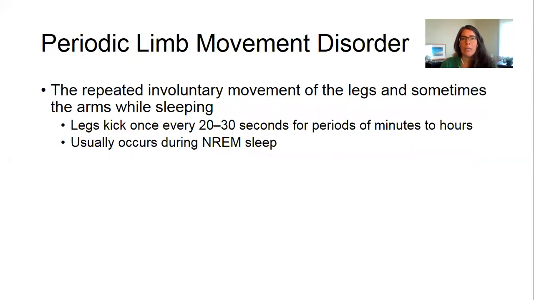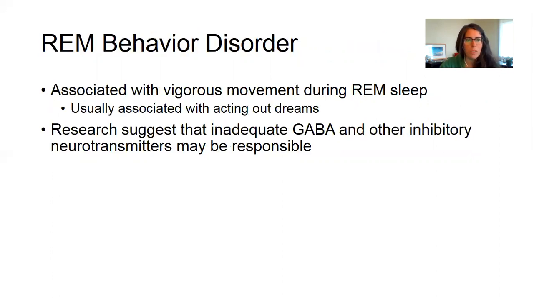Then we have periodic limb movement disorder. It's the repeated involuntary movement of the legs and sometimes the arms while sleeping. Legs kick once every 20 to 30 seconds for periods of minutes to hours. Usually occurs during non-REM sleep, which again are the stages that are other than REM sleep. REM behavior disorder is associated with vigorous movements during REM sleep, usually associated with acting out of dreams. Research suggests that inadequate GABA and other inhibitory transmitters may be responsible.